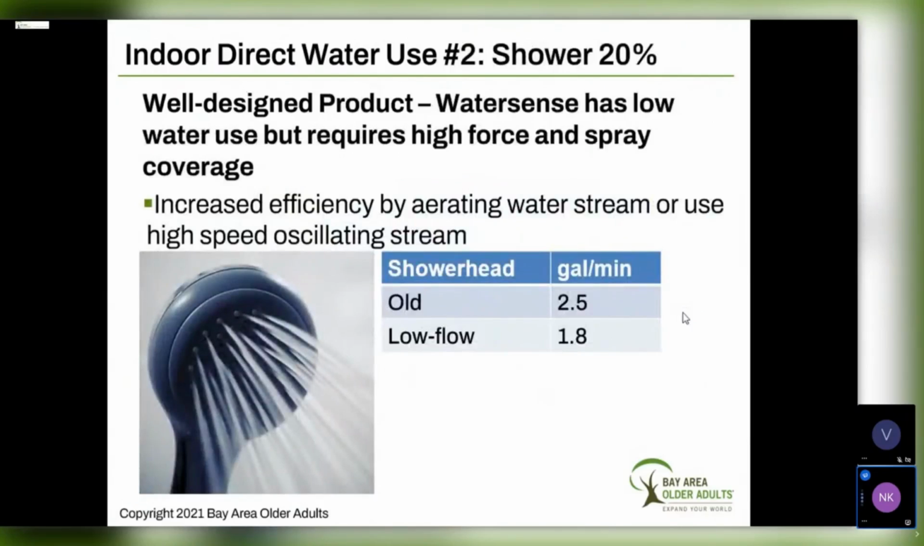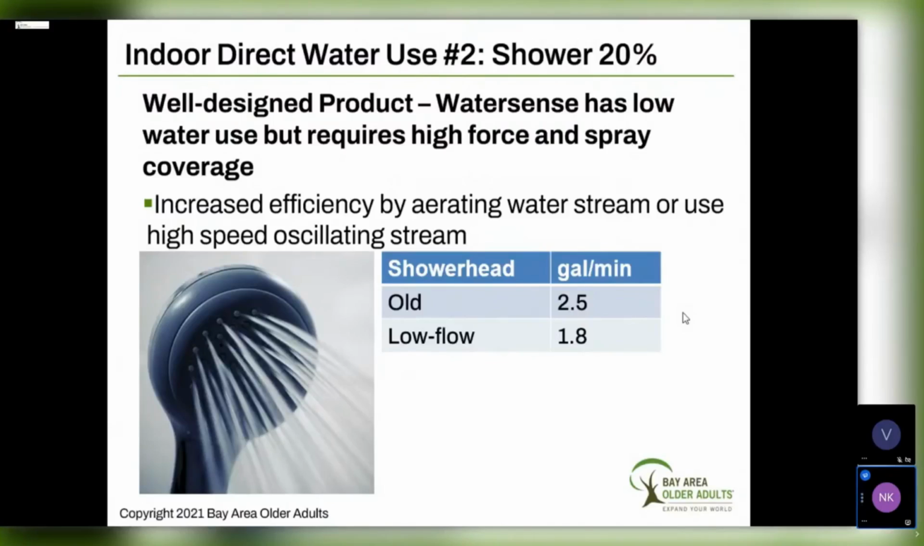The next fixture we will talk about, the next big use of water indoors, is the shower head, which uses 20% of indoor water. Previously, shower heads had a 2.5 GPM, that's gallons per minute, flow, but now the low flow is 1.8 gallons per minute. So that's 18 gallons for a 10-minute shower. Some people still have baths, and baths use 30 to 45 gallons per bath.